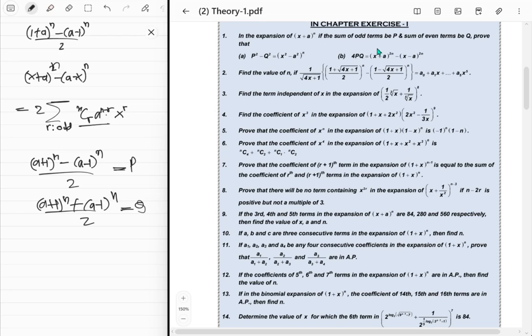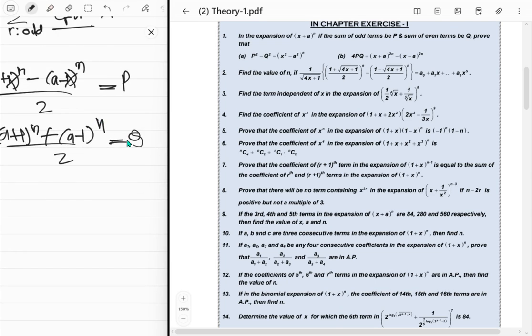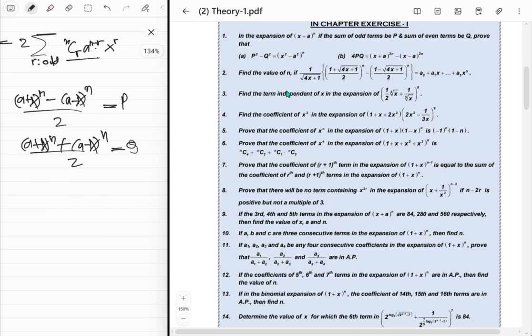Wait, what? Oh, they want the terms themselves. Sorry, I misunderstood this. They don't want the coefficient, they just want the terms. You have to put x in there. Okay, this is really bad. Sorry, the first question had to feel so hard. Anyway, this is what they're talking about. We want to prove that p squared minus q squared is (x squared minus a squared) to the power of n.